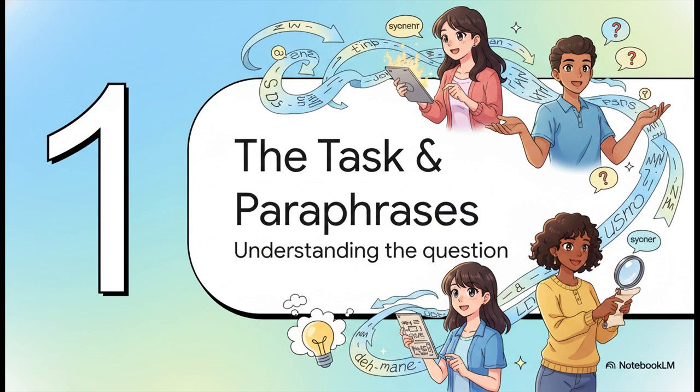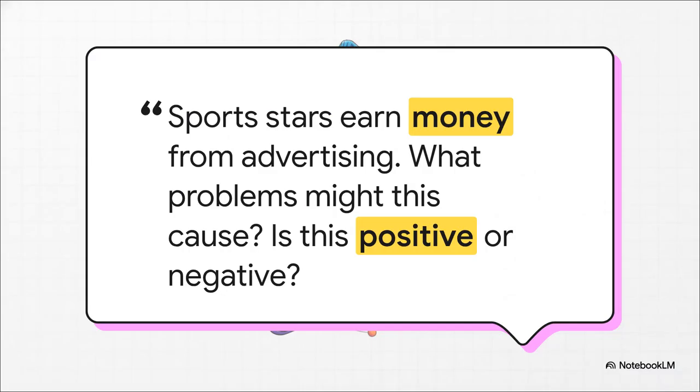You've got to know what the question is asking, right? And paraphrasing, well, that's your first chance to really impress the examiner. So, this is our challenge. Take a look. The big ideas are pretty clear, right? We've got sports stars earning a lot of money and advertising. So, a top-notch answer needs to tackle all of these. Let's see how a Band 9 response does it.